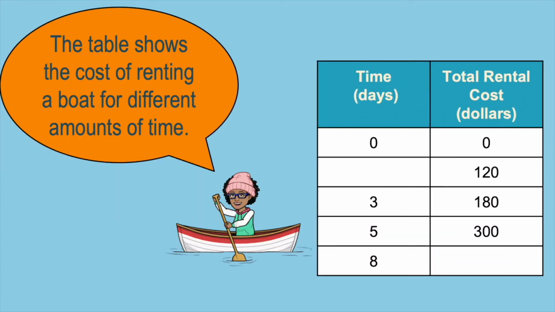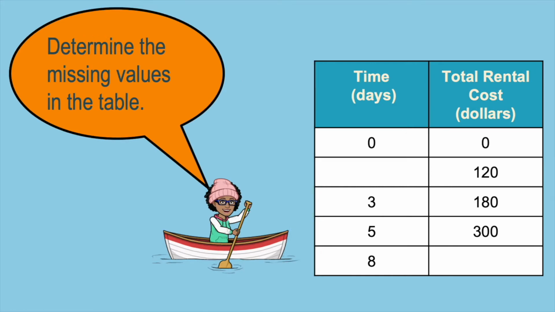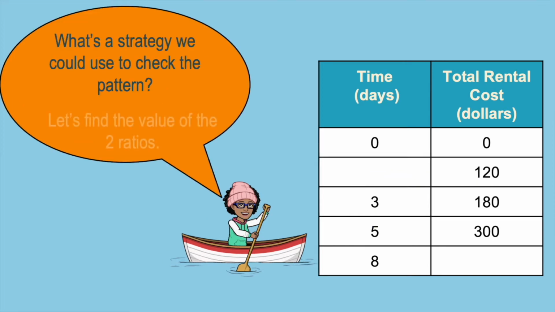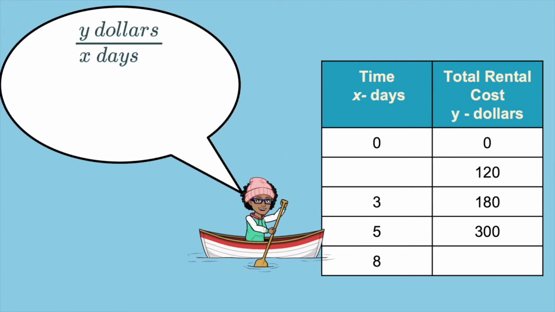The table shows the cost of renting a boat for different amounts of time. We need to determine the missing values in the table. Do you see a pattern? What's a strategy we could use to check the pattern? Let's find the value of the two ratios in the table. Let's look at the relationship between dollars and days.